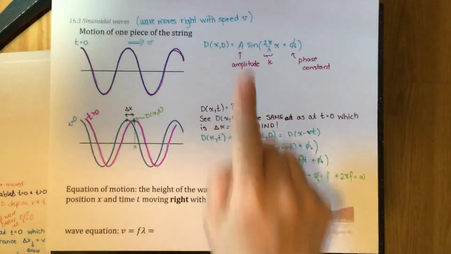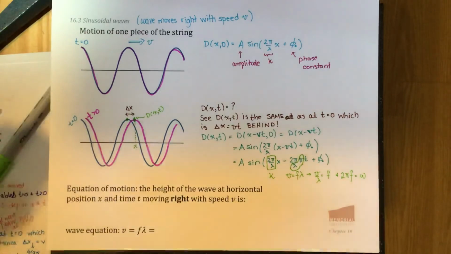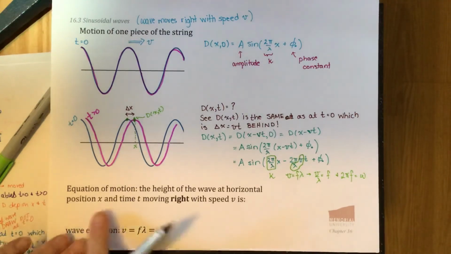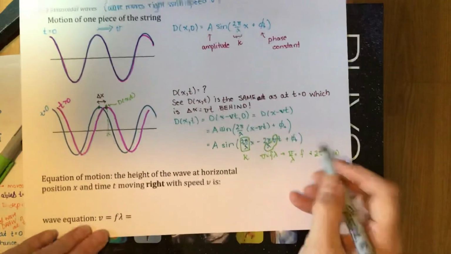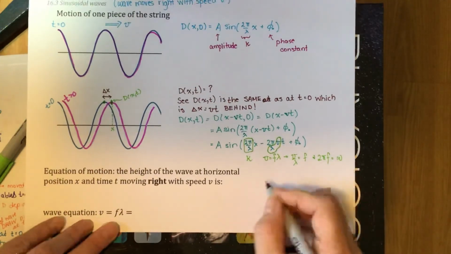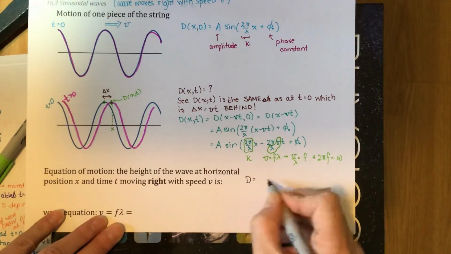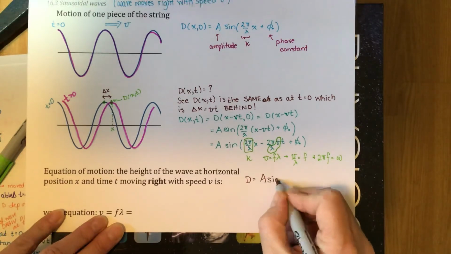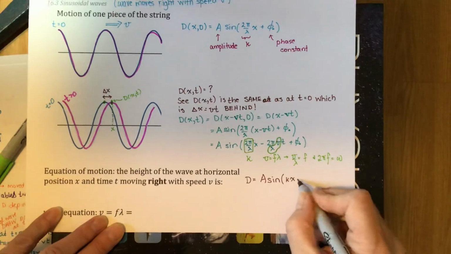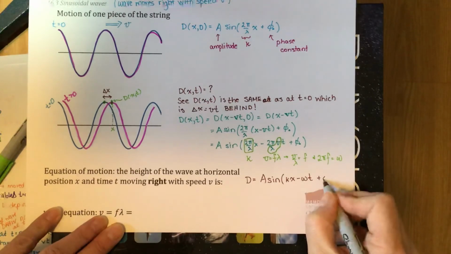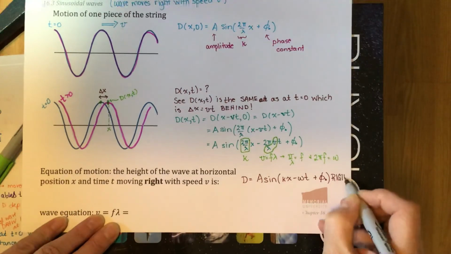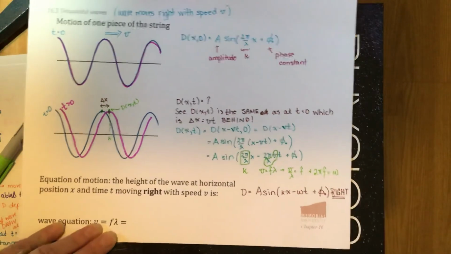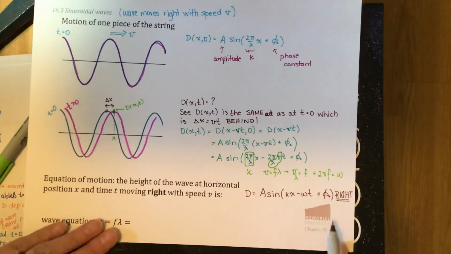This expression is for our wave moving to the right. So the equation of motion, or the height of the wave at horizontal position x and time t moving to the right with speed v, is this expression right here, but I'm just going to write it down a little bit more nicely with k and omega in there. So d equals a times sine of kx minus omega t plus phi naught. And that's a wave moving to the right with speed v, where v is given by omega over k.